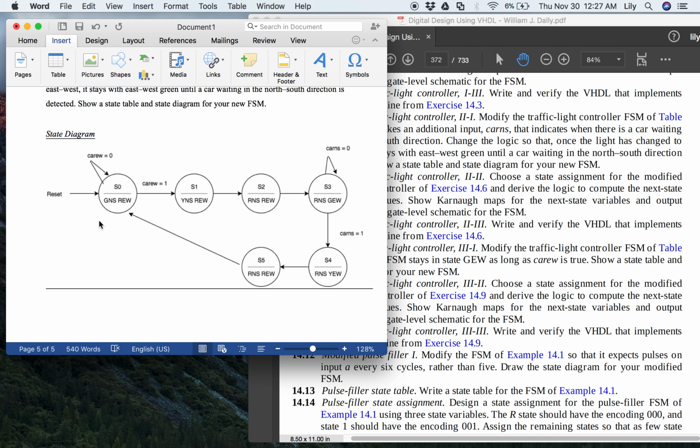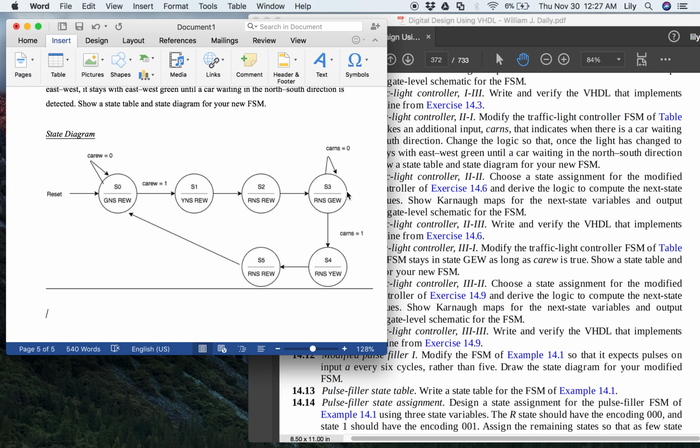So here in our state diagram, at state 0, we have north-south being green and east-west being red. When a car is detected in the east-west direction, so when it's a 1, it goes to state 1, and that's when the lights start changing colors for north-south from green to red. So here at state 3, east-west is now green, and north-south is red.